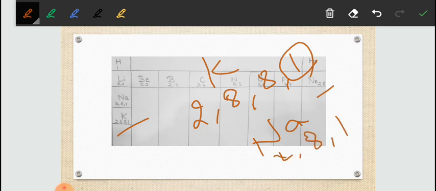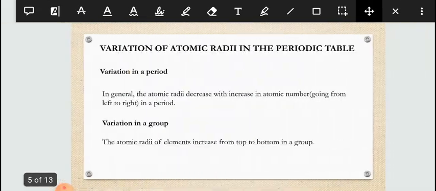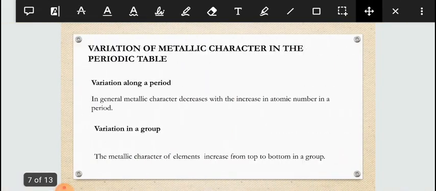Okay, so as we move down the group, because nuclear charge decreases and atomic size increases, these elements can lose electrons more readily or more easily as compared to the other elements. So as we move down the group, due to the increase in the number of shells and decrease in nuclear charge, the metallic character decreases.